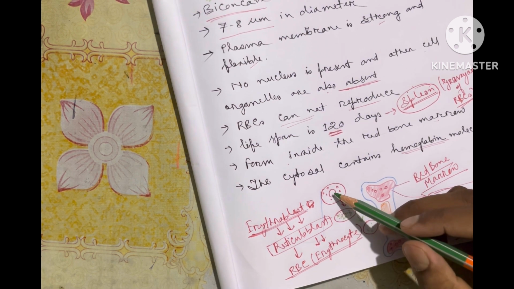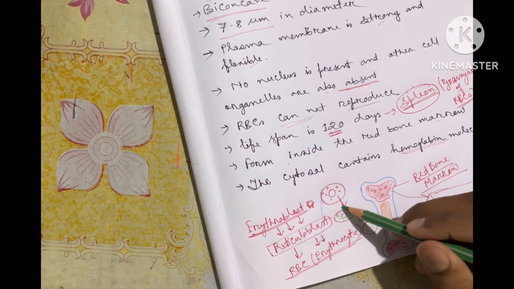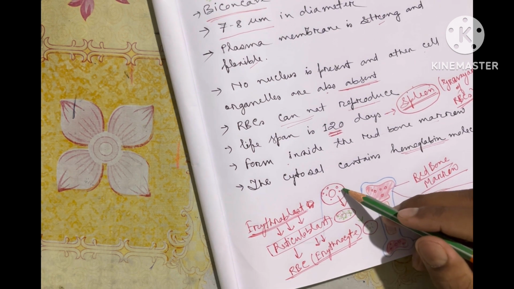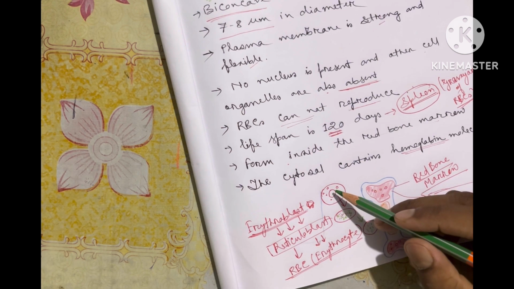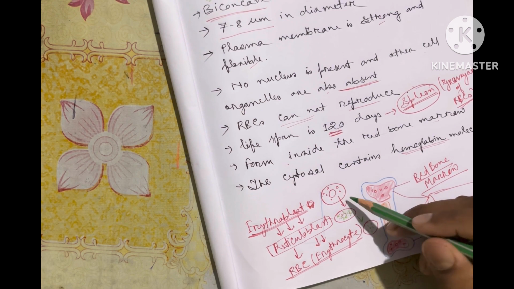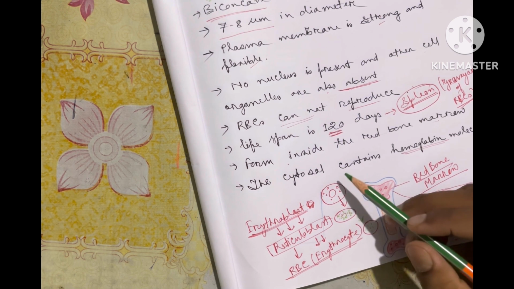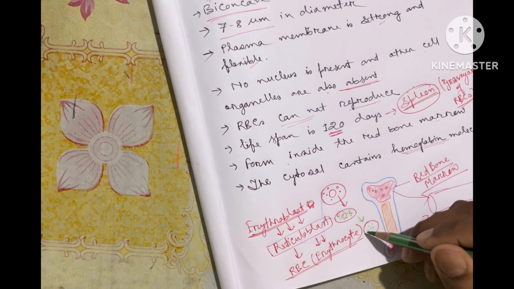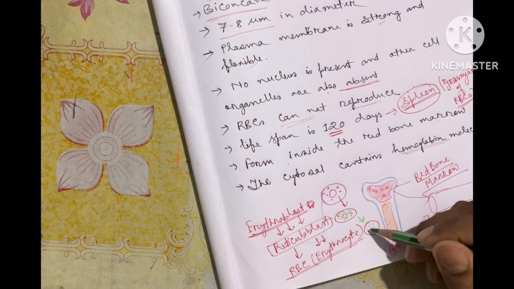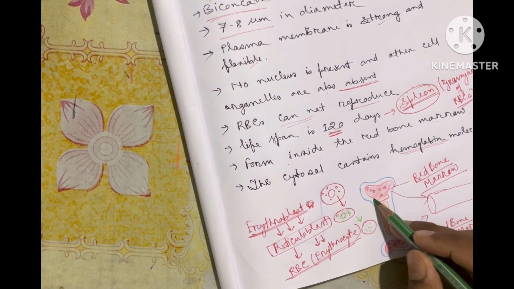So from erythroblast to mature RBCs, cell organelles are disappearing and hemoglobins are appearing. In the erythroblast, hemoglobin is less, but in the erythrocyte, hemoglobin is more. In the erythroblast, cell organelles are there, but in RBCs or mature erythrocytes, cell organelles are not present. And they are formed inside the bone marrow.